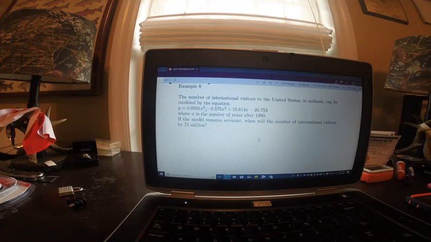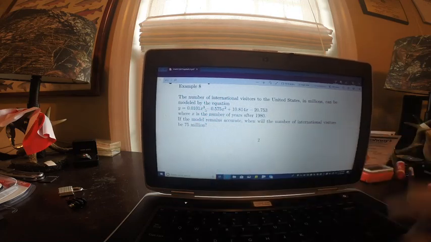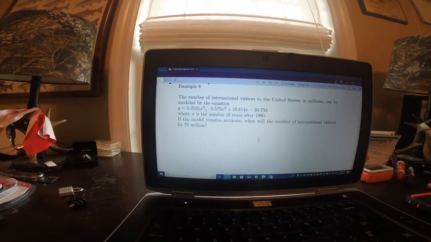Look at example 8. Example 8 says the number of international visitors to the United States in millions can be modeled by the equation, and it gives y equals, where x is the number of years after 1980. If the model remains accurate, when will the number of international visitors be 75 million? It is in millions, so we don't have to worry about that. Really the biggest thing we're going to have to do is type this equation in. We have to note that it's years after 1980, and we're going to type 75 into y2.